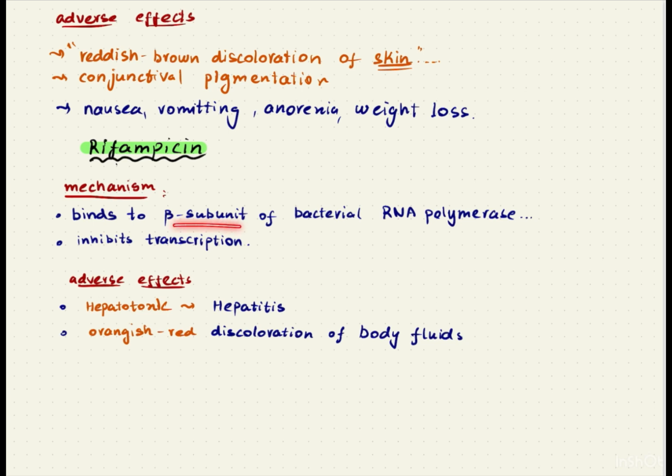Rifampicin. What is the mechanism of action of rifampicin? Rifampicin binds to the beta subunit of bacterial RNA polymerase and inhibits the transcription process. This is the mechanism of action of rifampicin.